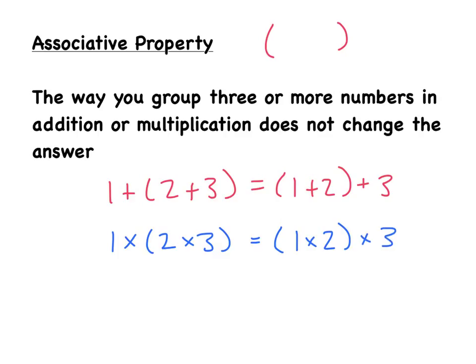times 3. If you do the order of operations on the left side of the equal sign, you do the parentheses first, so you have 2 times 3, which is equal to 6, 6 times 1, which is also equal to 6. Then on the right side, 1 times 2 is equal to 2, and then 2 times 3 equals 6. So 6 is equal to 6. The associative property deals with parentheses. Just a reminder, this also does not work for subtraction and division.